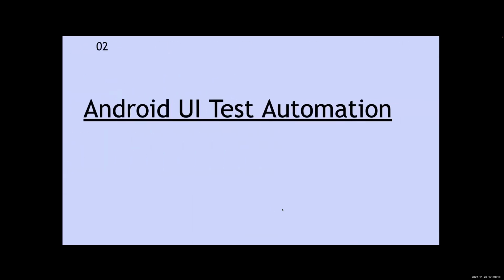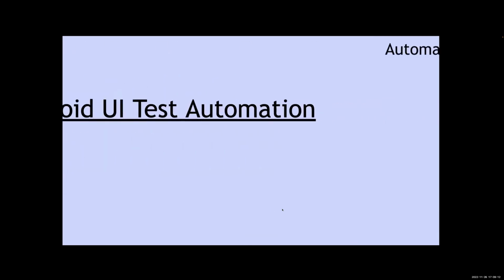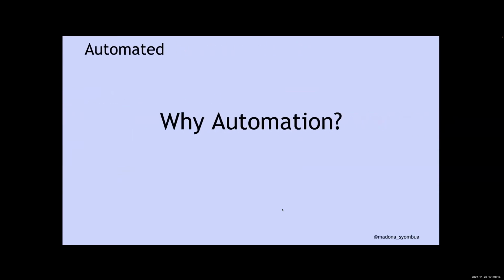Now into my second agenda, which is Android UI test automation. So why automation, right? Automated testing saves time and money. I think that's the biggest thing. And also I would want to call it bandwidth. I know that's a term many of us use at work.